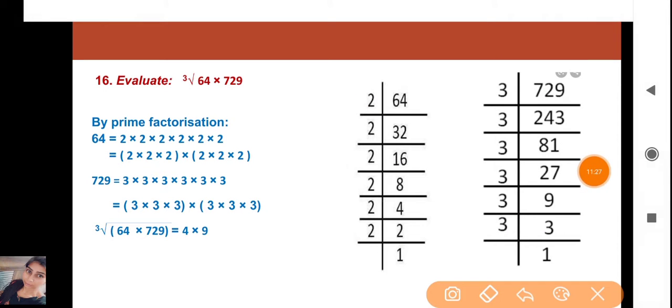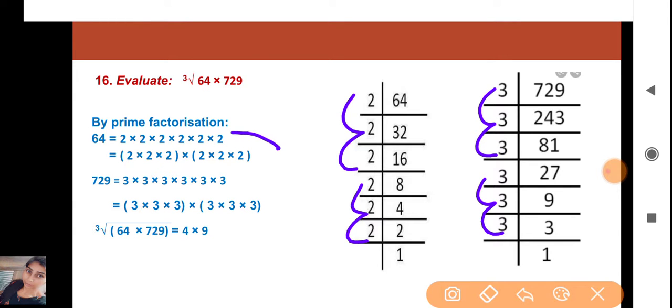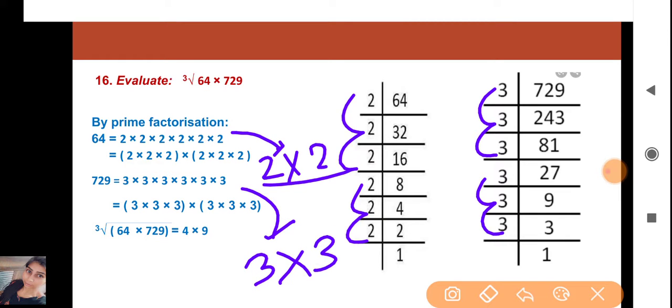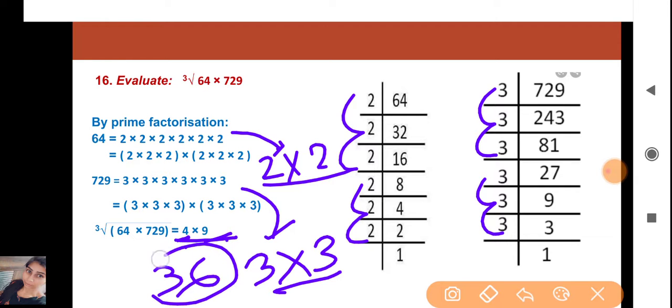So since my pairs are 2 2 2, 2 2 2, 3 3 3 and 3 3 3, so from here I'll get 2 multiply 2, and from here I'll get 3 multiply 3. So 2 multiply 2 is 4, 3 multiply 3 is 9. So this is 9 4s are 36. That means my answer is 36.